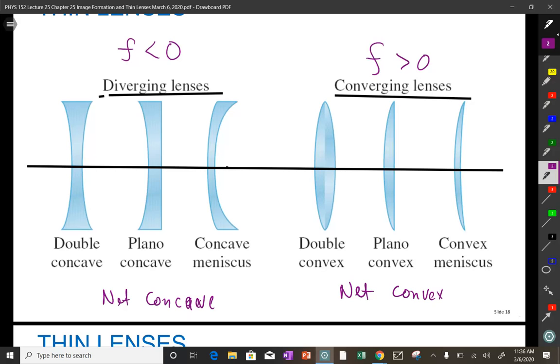Most people's eyeglasses are diverging lenses. Does it change if they're bifocals or trifocals or anything? Usually not. What about if nearsighted or farsighted? Okay, so most people are nearsighted, and so most people have the diverging. If you're farsighted, then you have a converging lens.